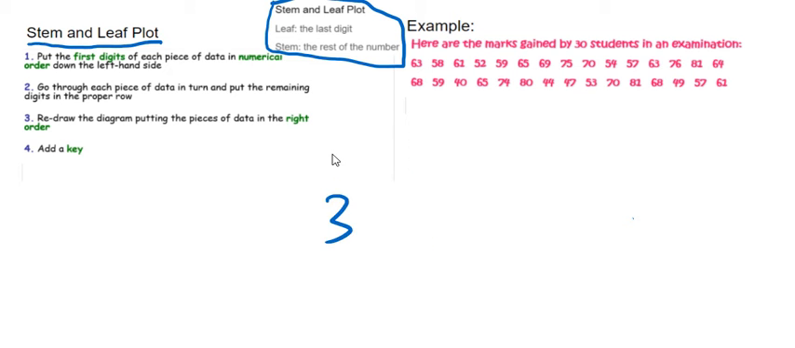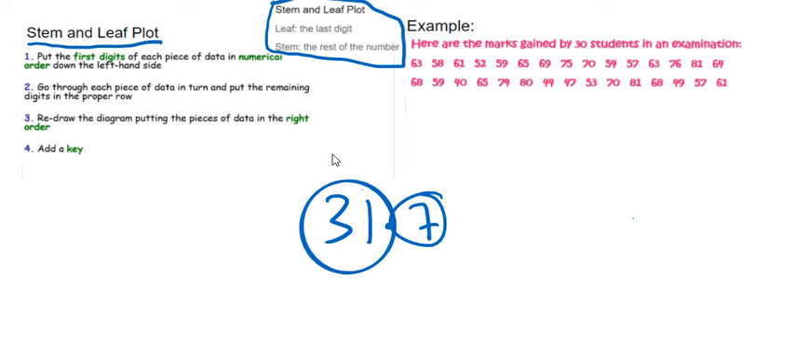The same as if you had, because you could be asked to do a stem and leaf plot with decimals. If I had 31.7, then the leaf will still just be the last digit, so the leaf would be 7 there and the stem would be 31, and then you'd sort out the decimal part when you're putting in your key at the end.